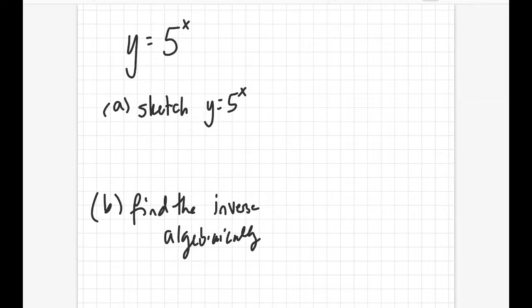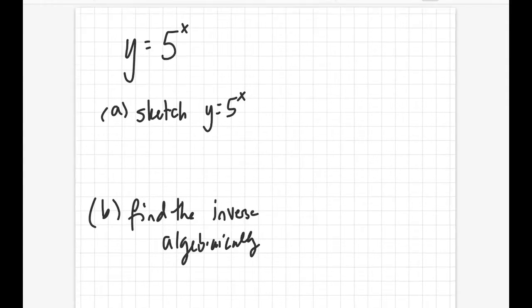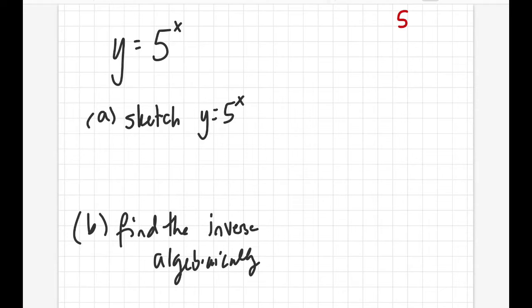I'm recapping lesson 5.3, which is graphing exponents and their inverses, which are logs. This is the recap of lesson 5.3.